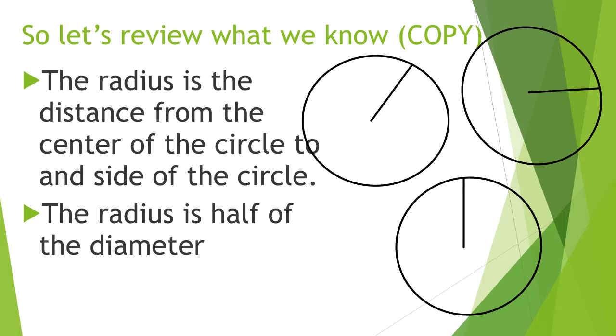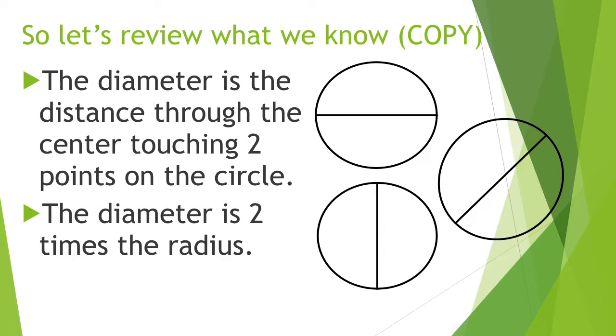So let's review what we know from Pi Day. The radius is the distance from the center of the circle to the side of the circle. The radius is half the diameter. Pause and copy in your notebook. And the diameter is the distance through the center touching 2 points on the circle. The diameter is 2 times the radius. Copy this.